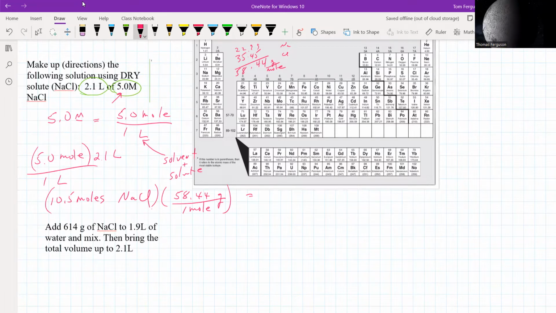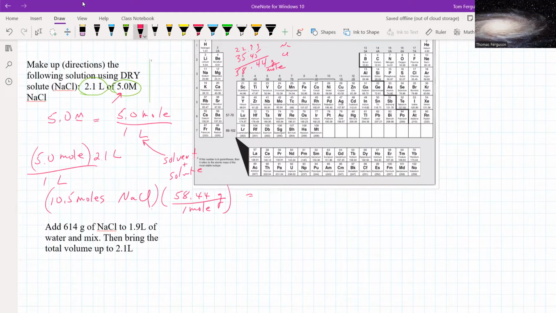Now, I said I needed directions how to make it up. Remember, whenever we make up solutions using dry ingredients, you have to dissolve the dry stuff first in something less than the final volume. So our final volume is 2.1 liters. I need to mix up the 614 grams of sodium chloride in something less than 2.1 liters. It definitely doesn't matter; it could be 1 liter, 1.5 liters, as long as it's below the 2.1.